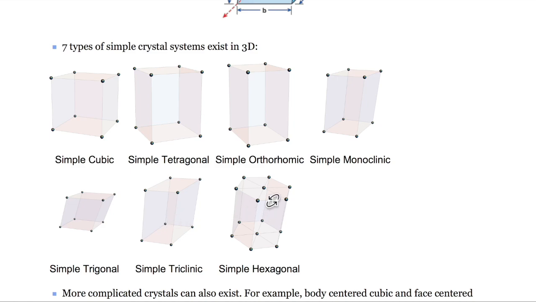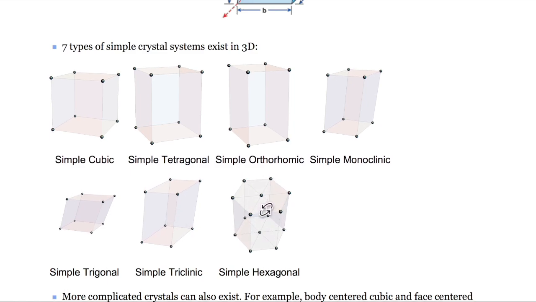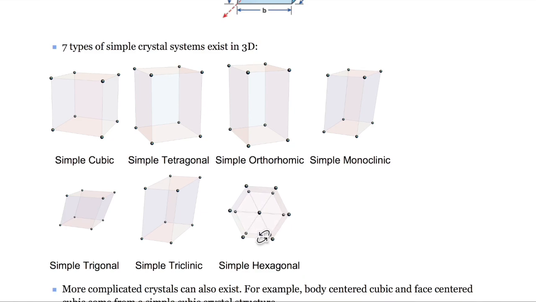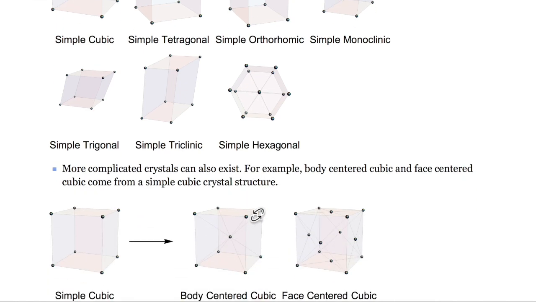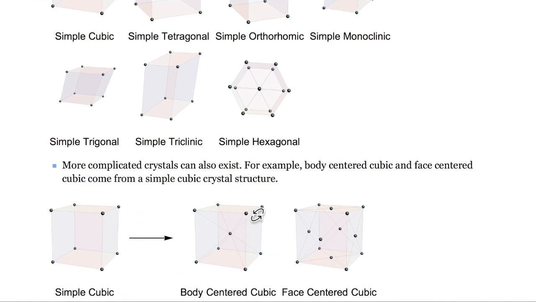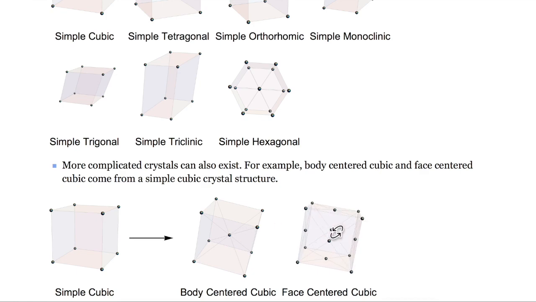One thing to note about this hexagonal crystal system is it's actually made up of 3 unit cells, which you can see here. In 3D, there are also non-simple crystal systems. With the non-simple crystal systems added, there are 14 total possible crystal structures. For example, body-centered cubic and face-centered cubic are non-simple cubic crystals.